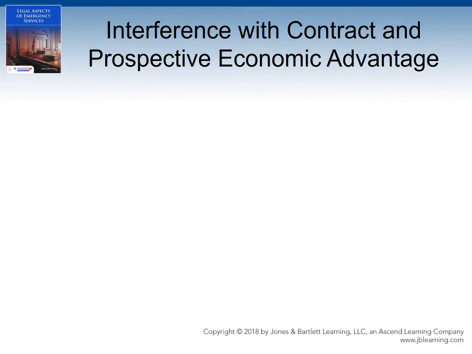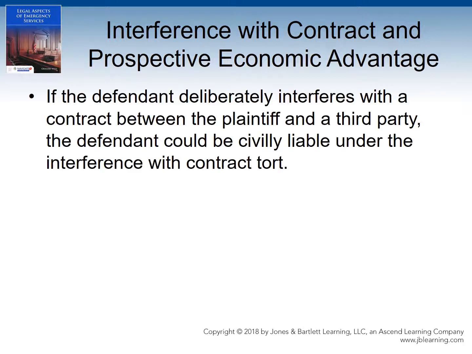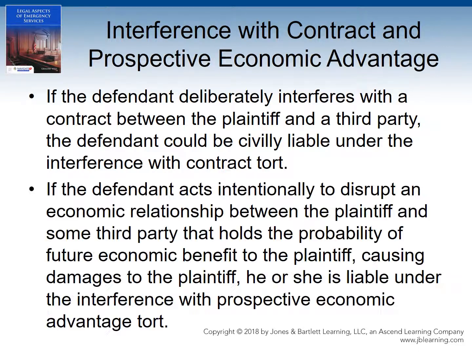Two additional economic torts include interference with contract and interference with prospective economic advantage. The prior, interference with contract, occurs when a defendant deliberately interferes with a contract between the plaintiff and a third party. The latter, interference with prospective economic advantage, is where a defendant acts intentionally to disrupt an economic relationship between the plaintiff and some third party that holds the probability of a future economic benefit to the plaintiff.